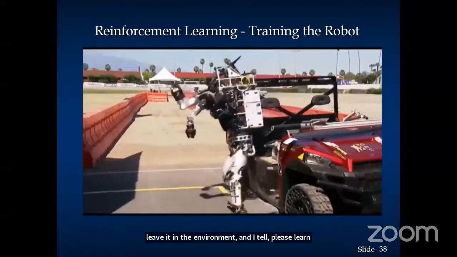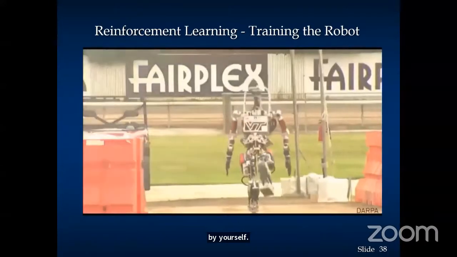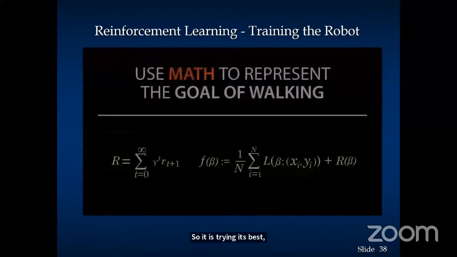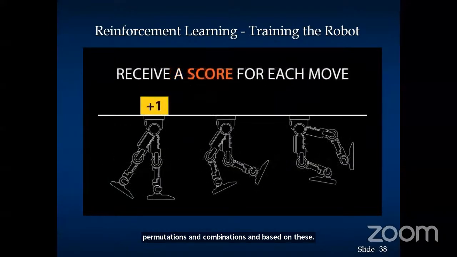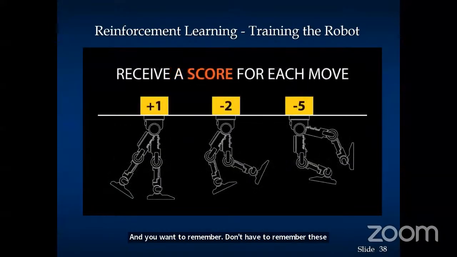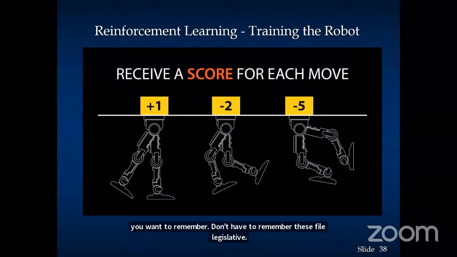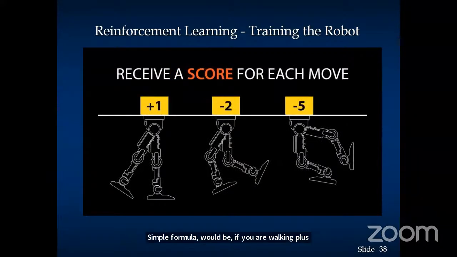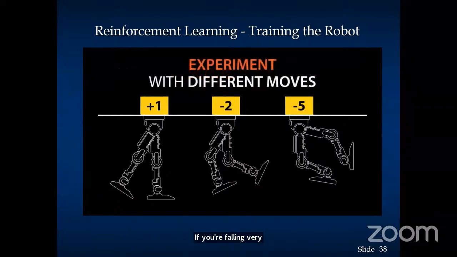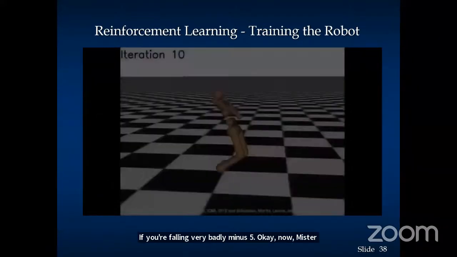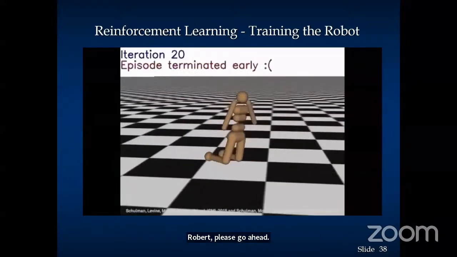So it is trying its best. It's trying a lot of permutations and combinations. And you don't have to remember these formulae. A simple formula would be, if you're walking, plus one. You are falling down, minus two. If you're falling very badly, minus five. Okay, now, Mr. Robot, please go ahead. What will you see after some time? It is trying to maximize those scores.